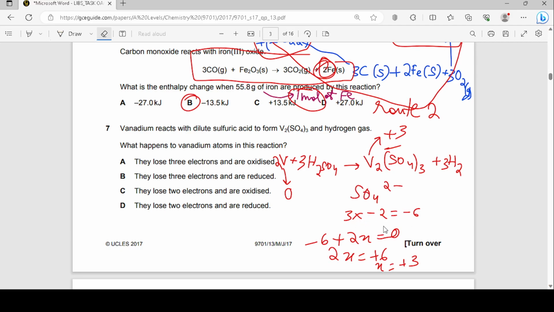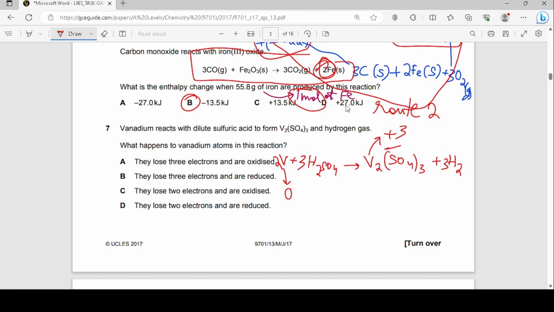And now let me see what is happening to the vanadium atoms. We know oxidation is loss and reduction is gain. So oxidation is loss of electrons, so if it's going from 0 to plus 3, it is becoming oxidized because its oxidation state is increasing. And that means it's losing electrons, right? So oxidation is loss. Some of the options say reduced. I'll cancel B and D because they say reduced, but the vanadium atoms are obviously being oxidized, because the oxidation state is increasing.